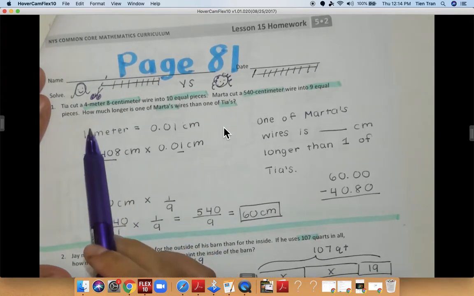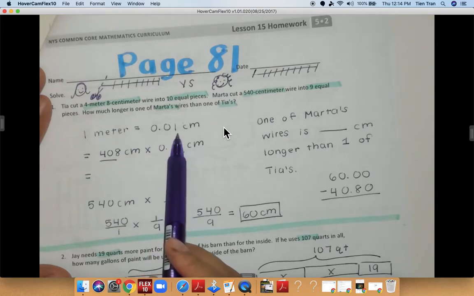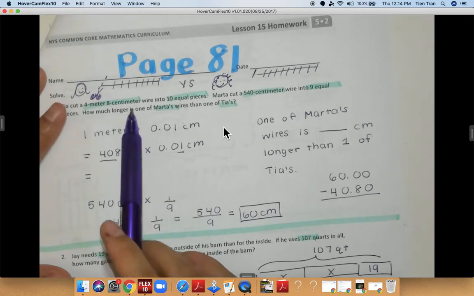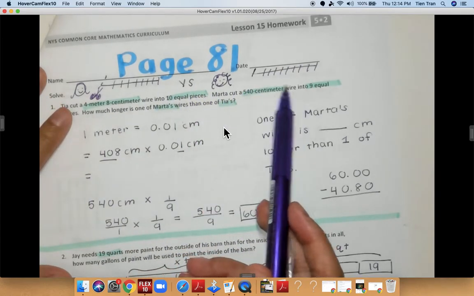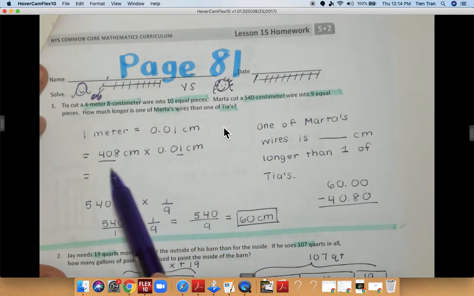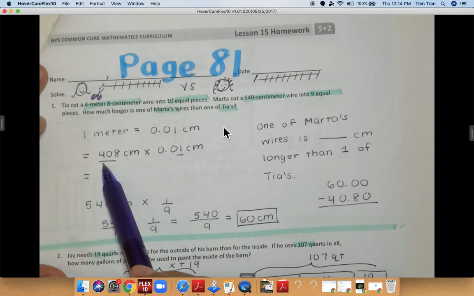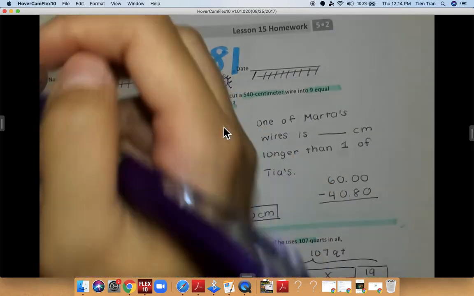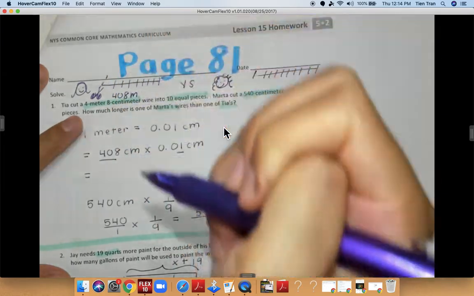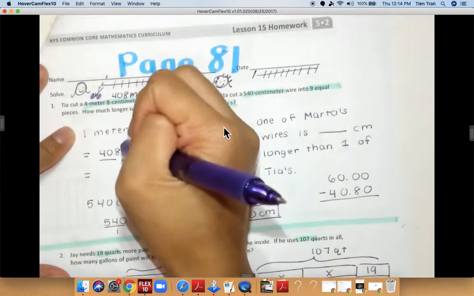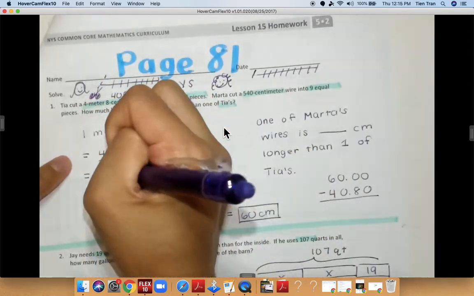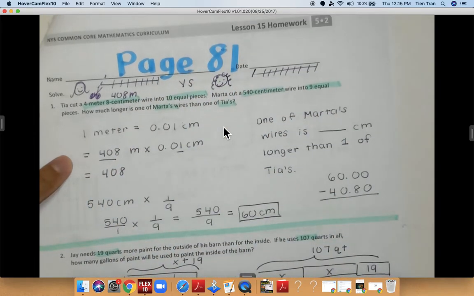So first thing I know is that 1 meter is equal to 0.01 centimeters. I am going to convert it into centimeters because it is easier for me to convert the whole thing into centimeters rather than changing this into meters. Okay, so I'm going to convert everything into centimeters. We have 408 centimeters, which is what I got from here. 4 meters and 8 centimeters is equal to 408 meters. Okay, so I'm going to be converting 408 meters into centimeters. I'm multiplying 408 times 1. 408 times 1 is equal to 408.